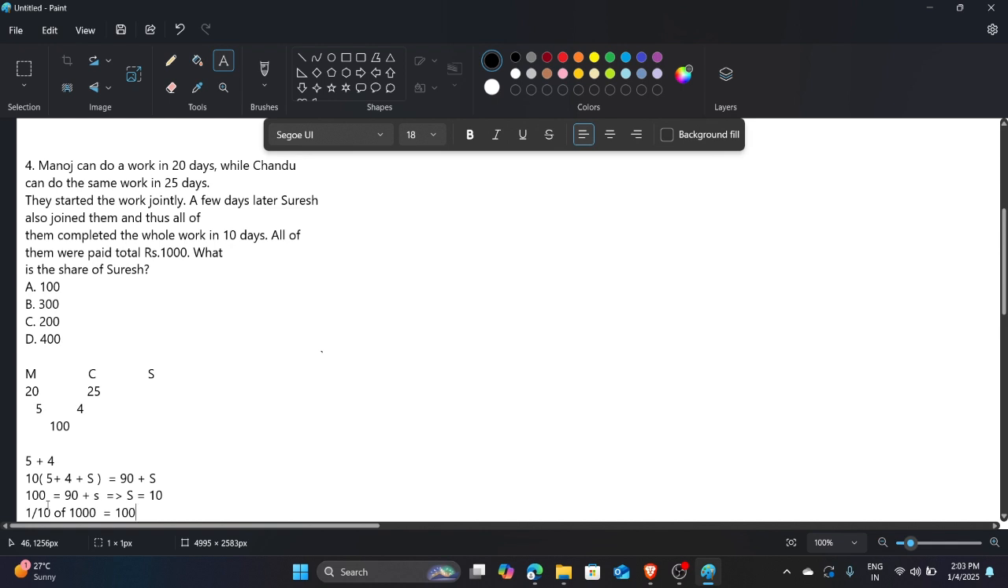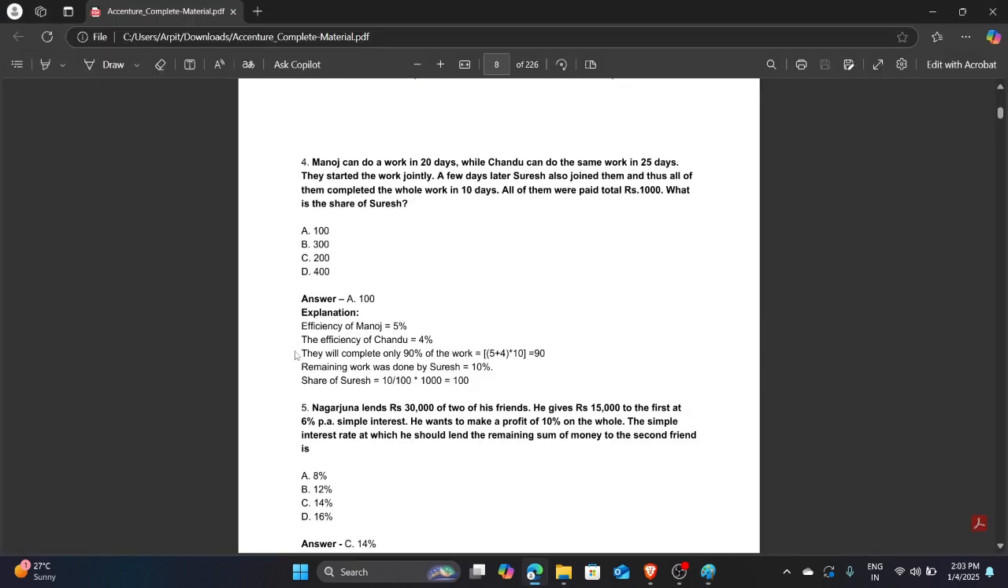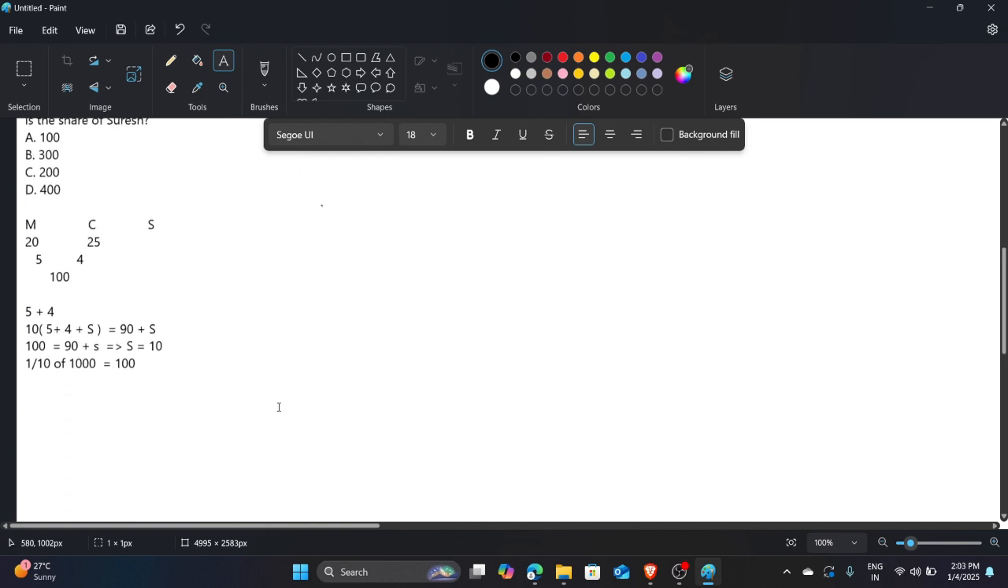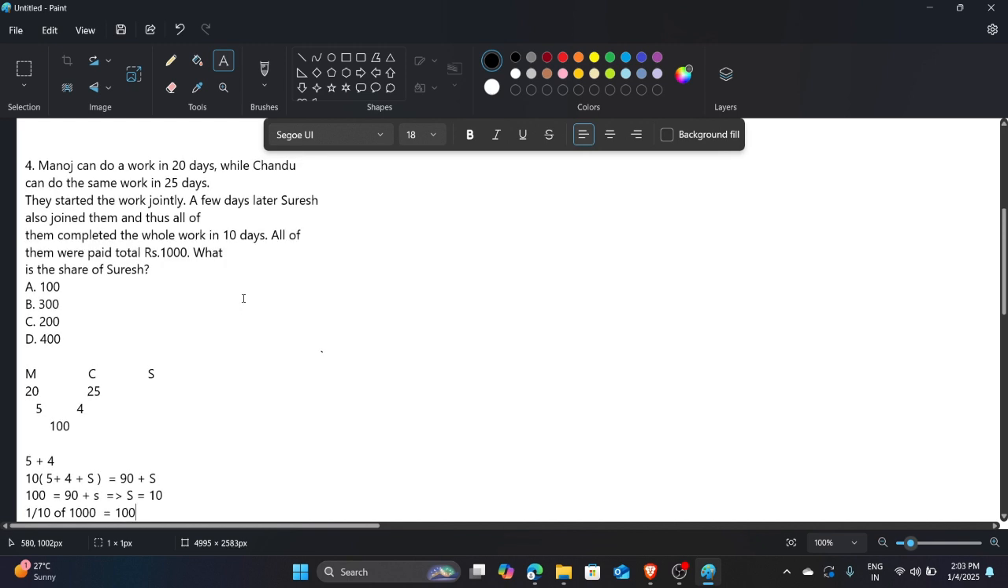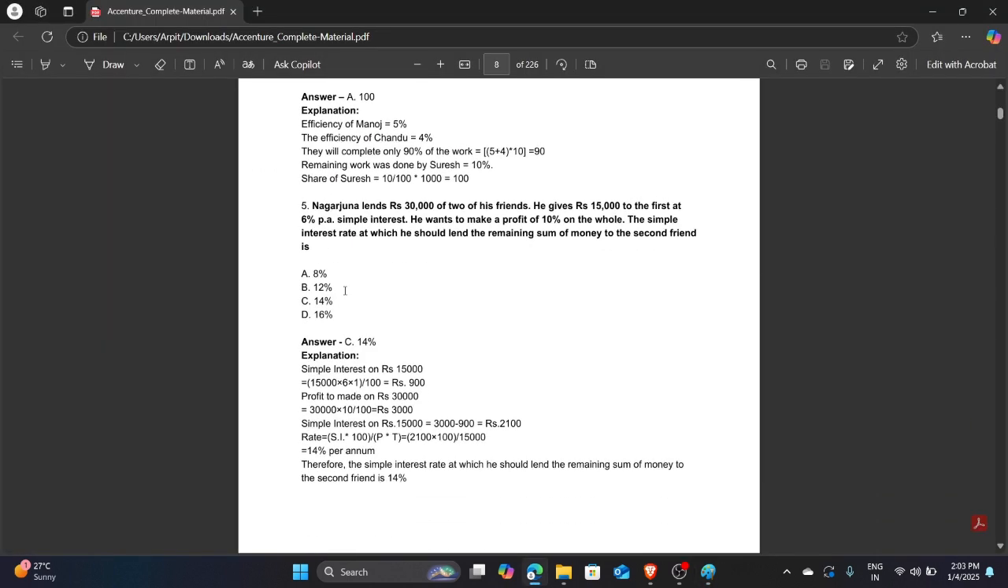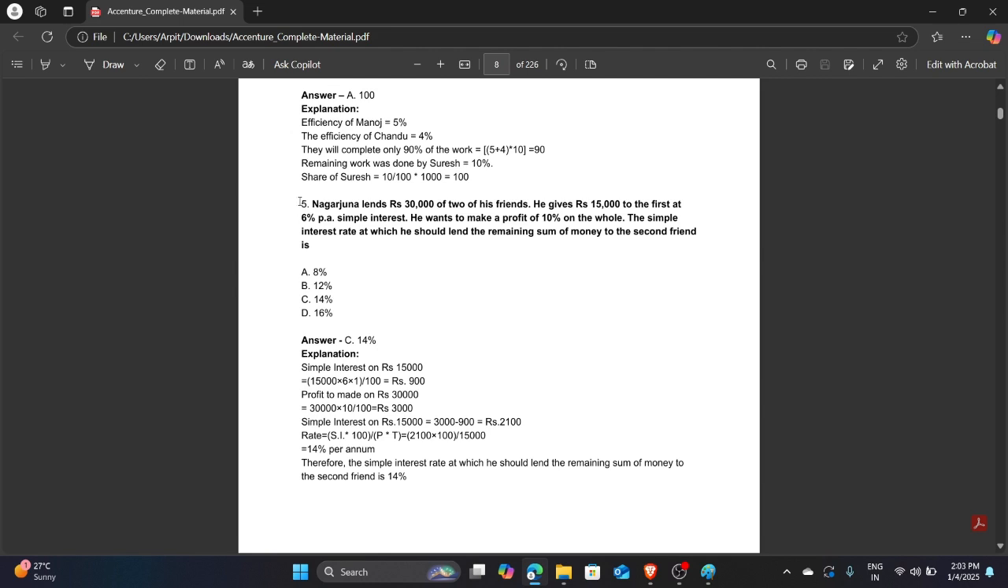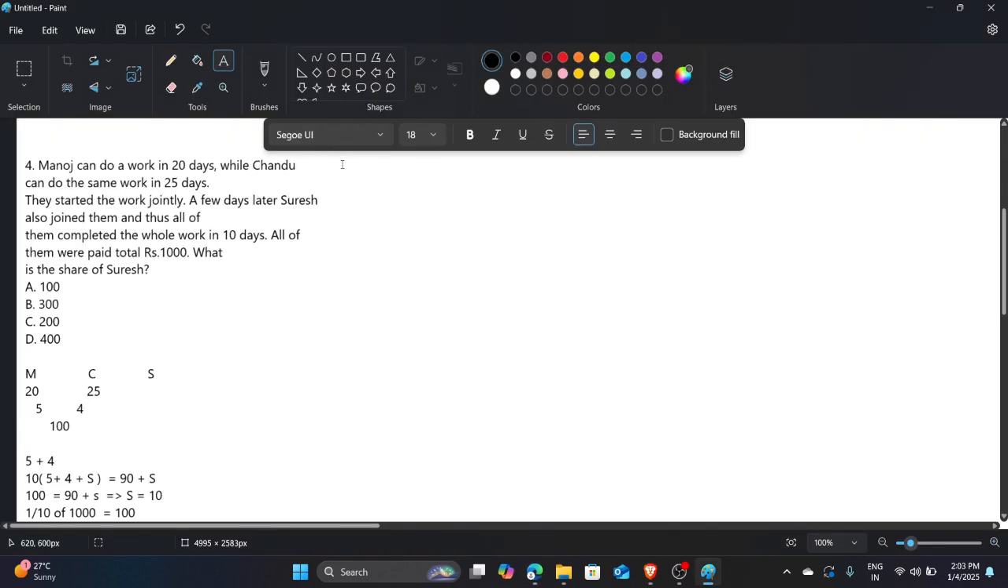Okay, this is a little bit confusing according to this question, according to their language, because they start jointly and a few days later Suresh also joined them. But the solution they showed is that they only work for 10 days, and in 10 days they complete the work. Then it is a little bit confusing for me. So this is the answer according to their solution. If you are satisfied, then no problem. Okay, we do the next question. So this is the next question. Sometimes there can be confusion, but no problem.